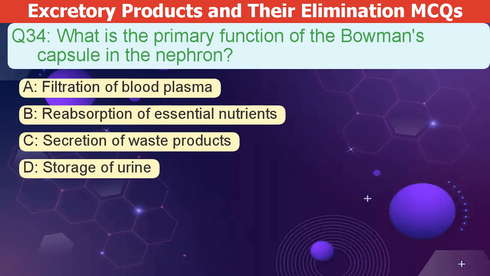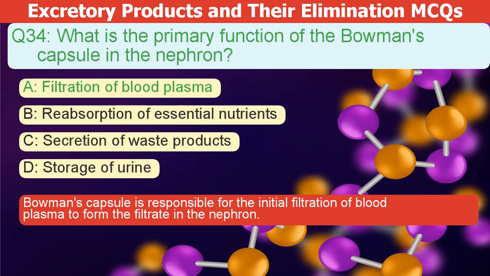What is the primary function of Bowman's capsule in the nephron? A. Filtration of blood plasma. B. Reabsorption of essential nutrients. C. Secretion of waste products. D. Storage of urine. The correct answer is A. Bowman's capsule is responsible for the initial filtration of blood plasma to form the filtrate in the nephron.